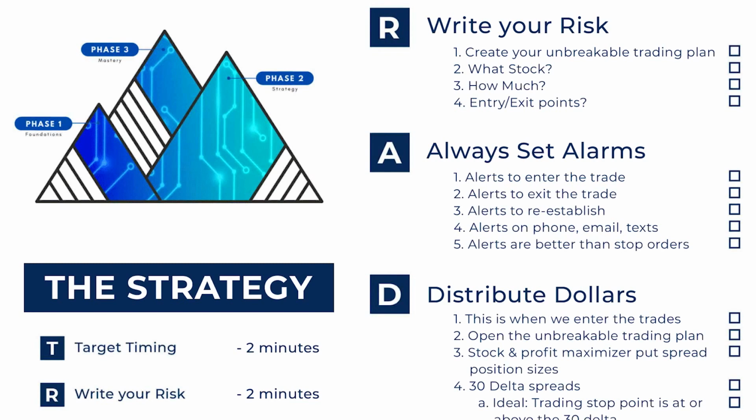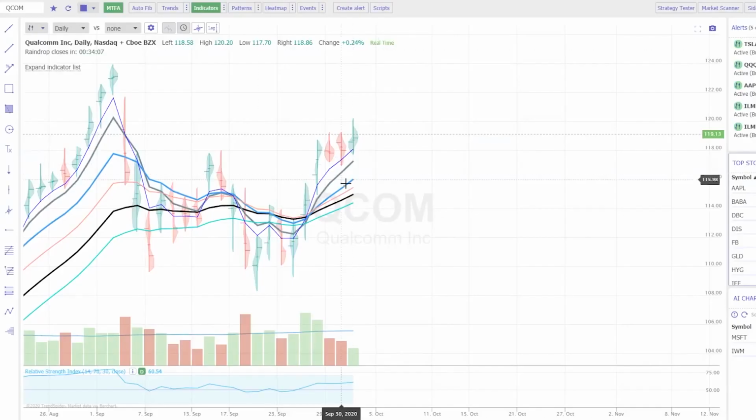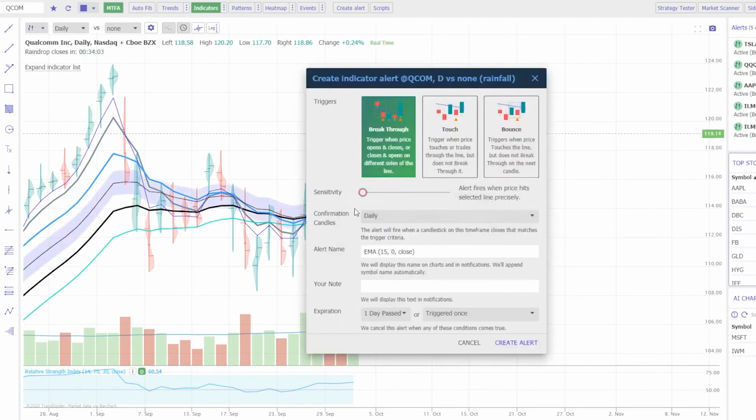I skipped always set alerts. Okay. Alerts to enter the trade. We got that. Alerts to exit the trade. Let's do that real quick. So it was a 20-day exponential. Create alert. Breakthrough. Daily. Change that to 12. Change this to QUALCOMM. Trailing stop. Copy. Paste. Let's go 23 days for fun.